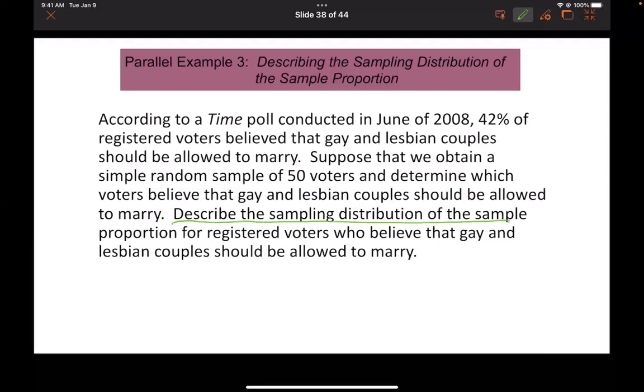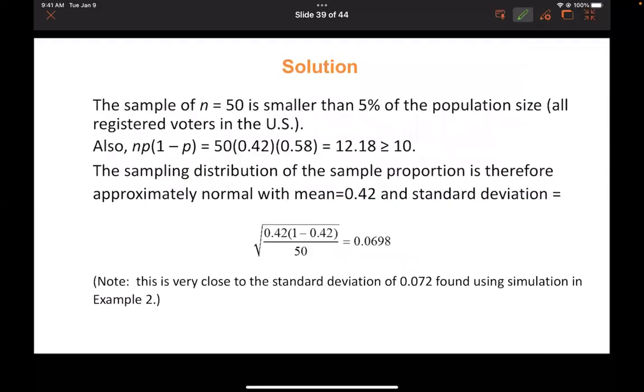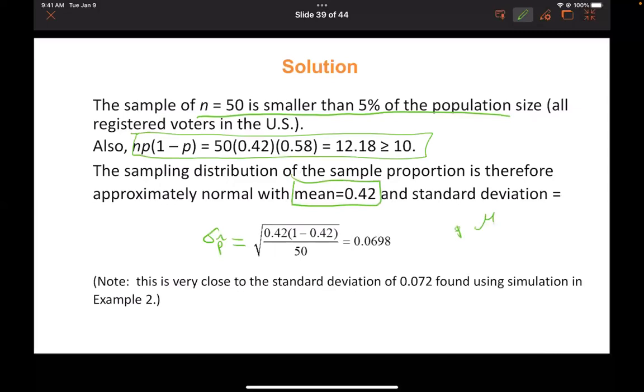So my next screen, first thing, 50 is definitely smaller than the population of the United States or registered voters. Also, we have this, which is good. We're greater than or equal to 10. So this right here, sigma sub p hat equals this right here. My mean is 0.42 because remember my mu sub p hat equals p and my p is 0.42. So you just keep that.